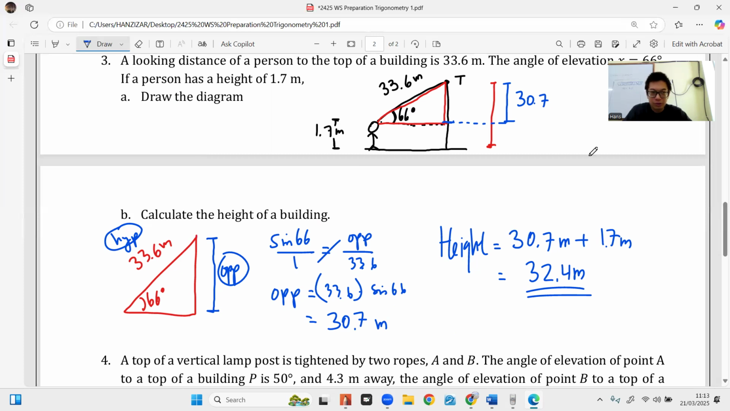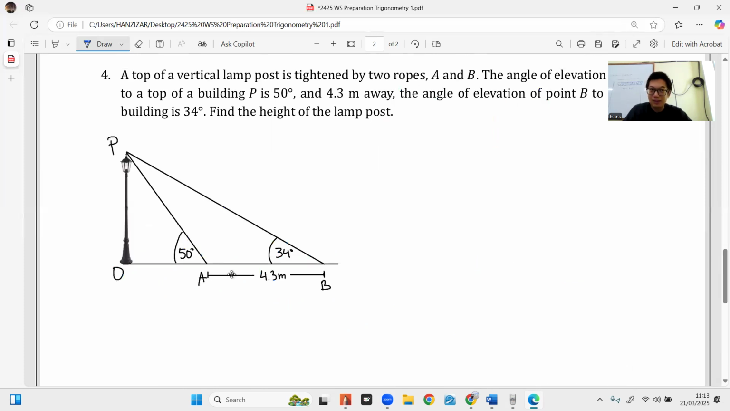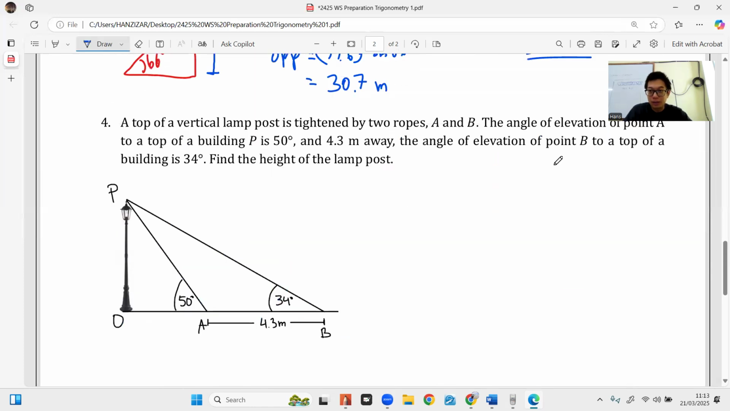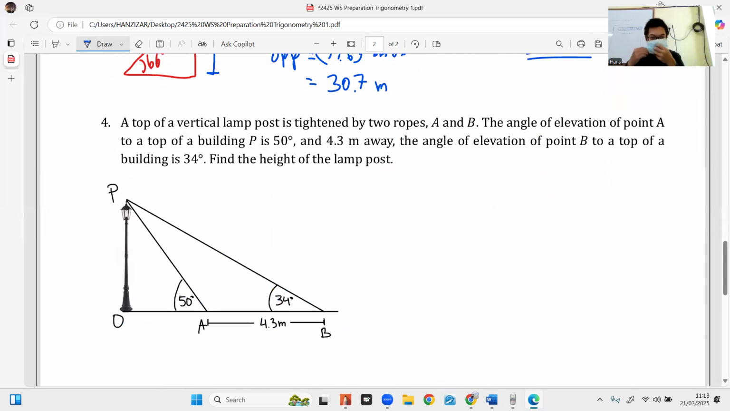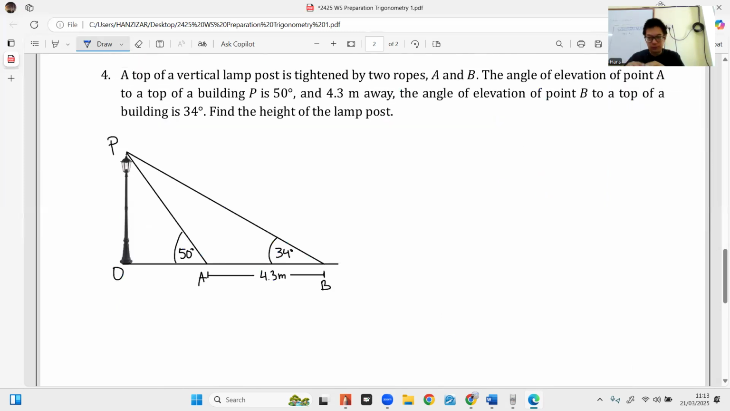So we continue to number 4. It's the same as what we did in your homework, but let's go through the explanation. I think I need to take off my mask.